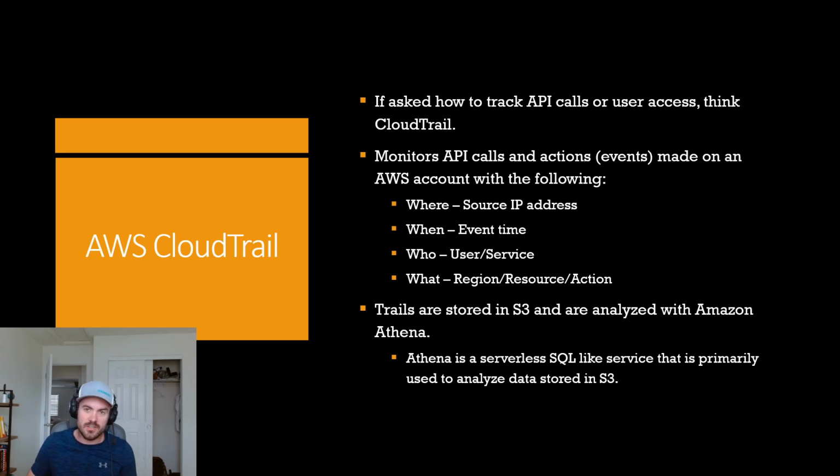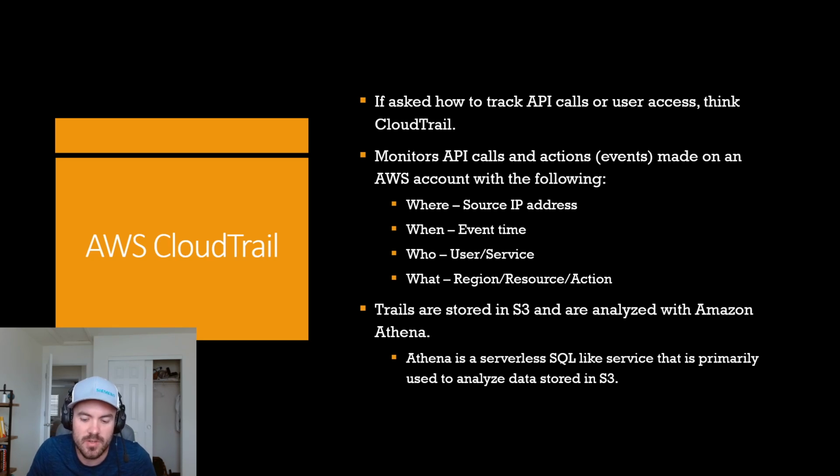But again, it monitors API calls and actions, otherwise known as events, that are made on an AWS account, and it gives you the following metadata. So where: the source IP address that did whatever event, whatever action. It's got when, so it's kind of like a timestamp of when this event actually happened. Who: maybe it was an IAM user or a specific AWS service that did it. And then what: what region, what resource was affected, what action actually happened.